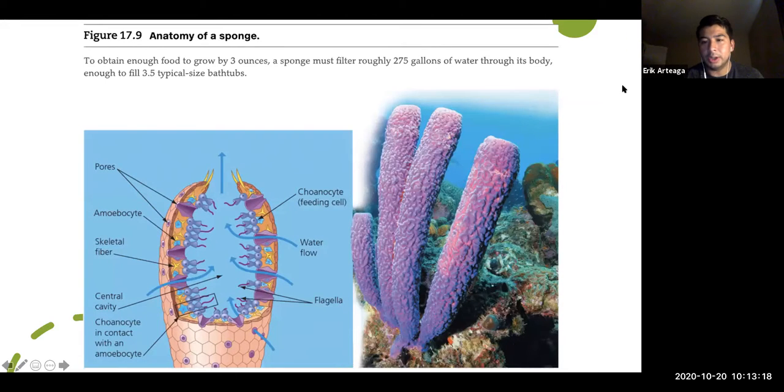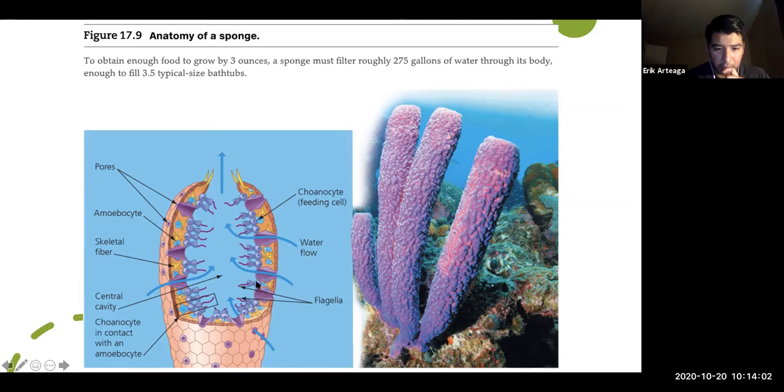So here is a sponge. We see here, to obtain enough food to grow by 3 ounces, the sponge must filter feed 275 gallons of water through its body, enough to fill 3.5 typical sized bathtubs. These organisms again can be quite large or quite small, depending on the species. So you do have these pores, and these conocytes, feeding cells, are creating almost like a vent or sucking motion, right? These flagellated cells create this sucking motion, and then you have these amoebocytes that are going to be picking up the food.